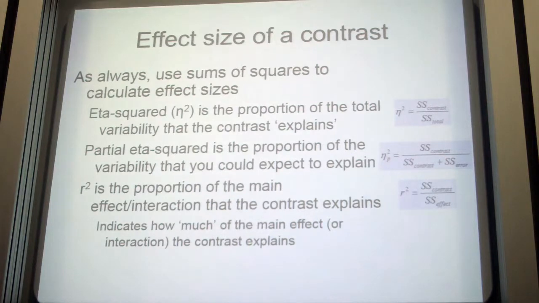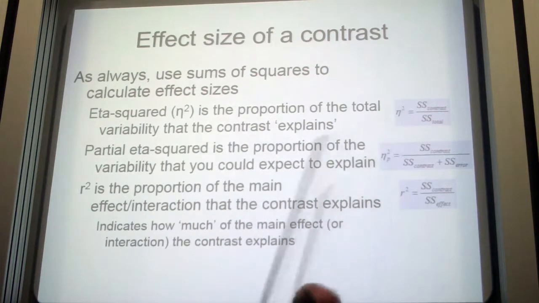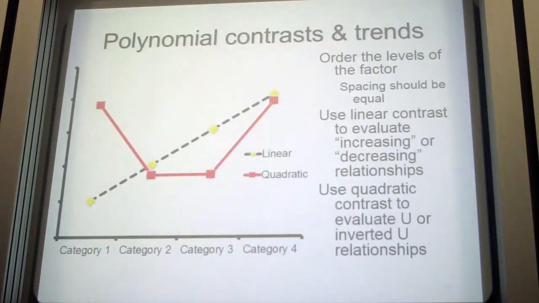And we can use the r squared as the proportion of the main effect that the contrast explains. How much of the main effect or interaction does the contrast explain? They're all legitimate ones to use, but you should always report and make clear which one you are reporting. So partial eta squared, the r squared, or eta squared, when you're reporting the effects of a contrast. You don't just want to say that the contrast was significant, you want to say how significant it was. It's a size, if you like, rather than its p-value.